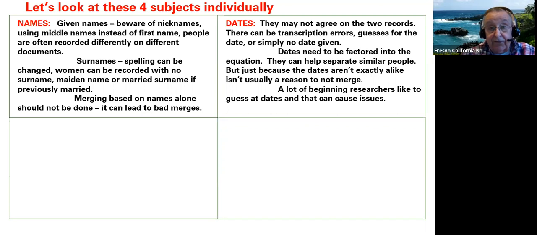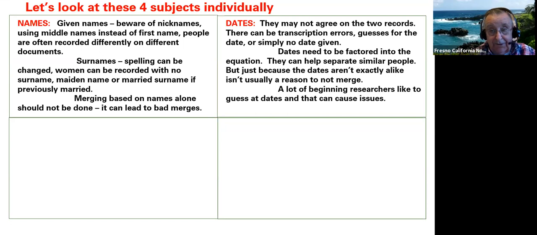Dates need to be factored into the equation, though, because they can help separate similar people. But just because the dates aren't exactly right doesn't mean the people aren't the same people. That's the big thing you got to realize. One person could be having a date from a guess, and the other one from an incorrect record, and a third one from the correct record, and there'll be 3 different birth dates, but they're all the same person.